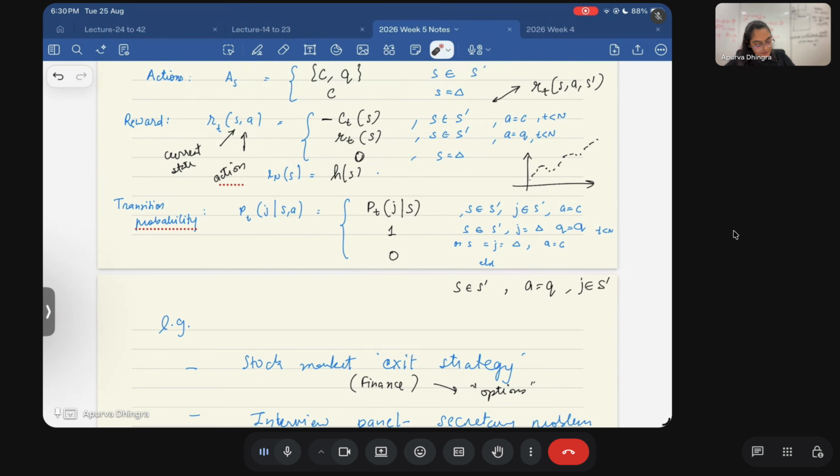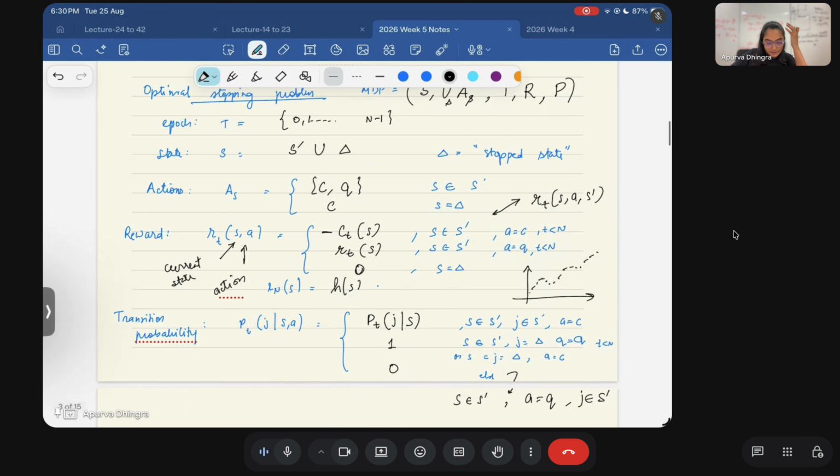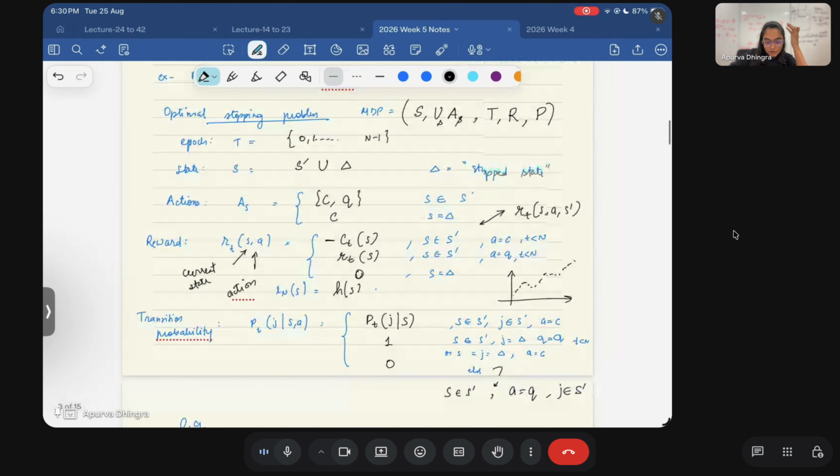Now what exactly is this? That you started out from, you decided to quit, but you're saying you're still in the same state where you have the option of taking an action. This cannot happen. Hence, the probability of this would be 0. So this is an example of else. Okay, so this becomes our formal model that describes the optimal stopping problem.